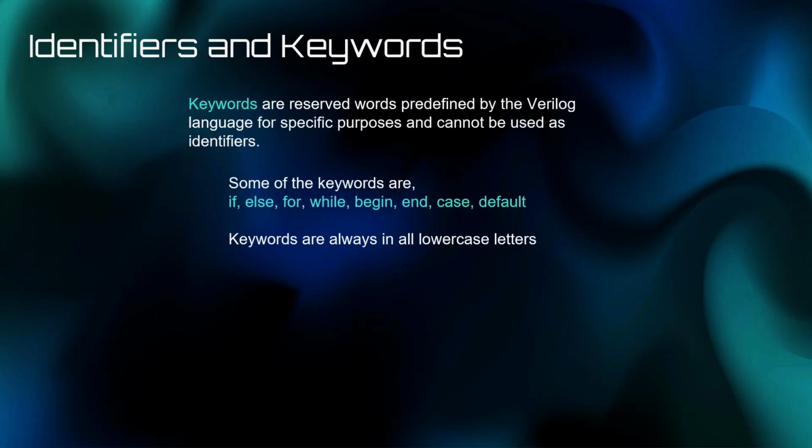Keywords in Verilog are reserved words predefined by the language for specific purposes. These keywords cannot be used as identifiers. Some of the keywords include if, else, for, while, begin, end, case, and default. It's important to note that keywords are always written in all lowercase letters.